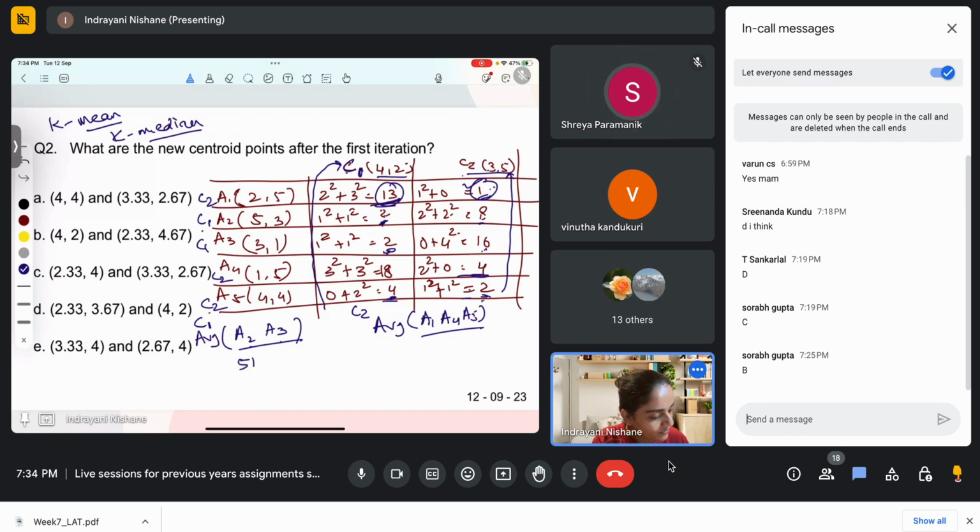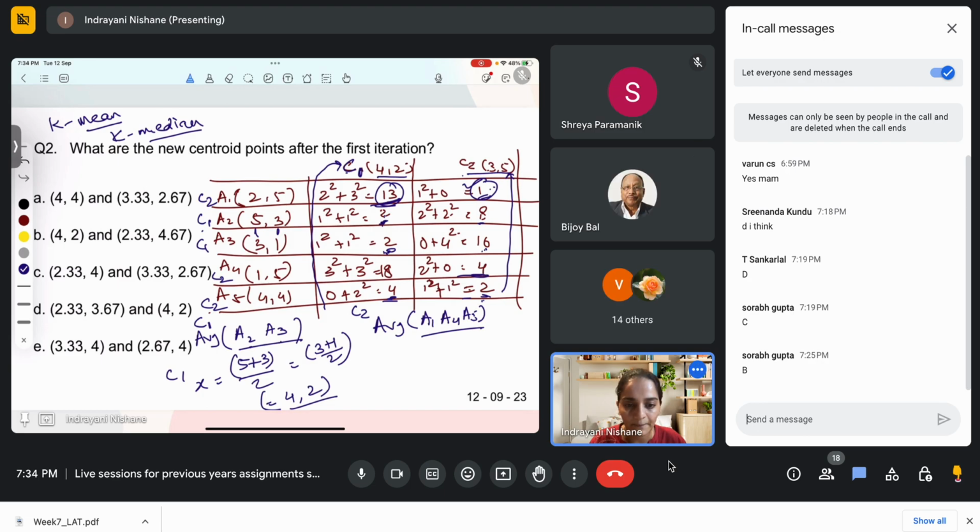So 5 plus 3 will be the new x value for C1. 5 plus 3 and 3 plus 1. We are adding x values and taking the average of x values, and adding y values together and taking the average of y. So 5 plus 3 divided by 2, 3 plus 1 divided by 2. This will give us 4 comma 2 as centroid 1.